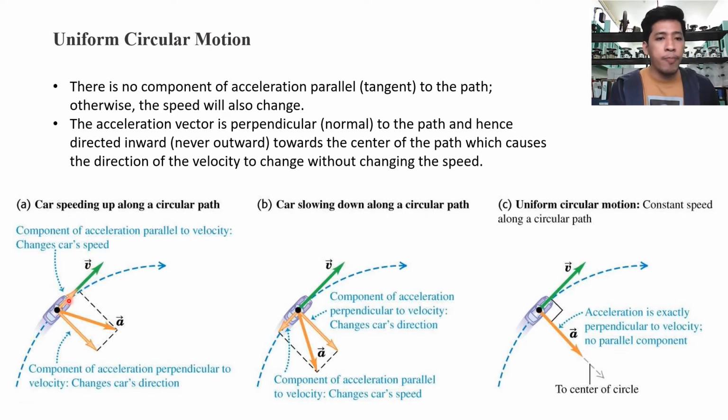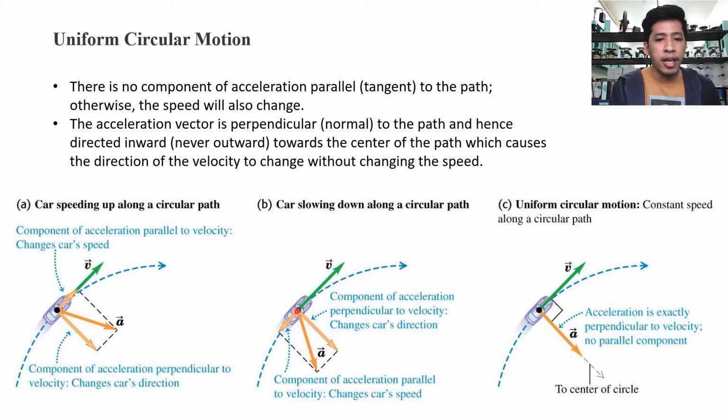If you see here, we have a component of the acceleration which is perpendicular to the path and also parallel to the path. And here, the component of the acceleration parallel to the path is in the same direction as the velocity. That means here, for this example, the car is speeding up along a circular path. It moves faster and faster.